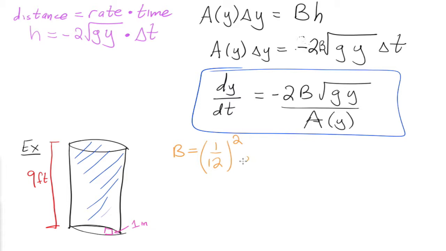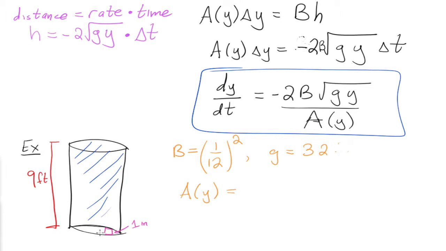And then what is G? 32 feet per second squared. Should we put the units in? And then what else? So y. What about A of y? What do you notice about the area of the cross section? It's consistent. It's always going to be the same, right?